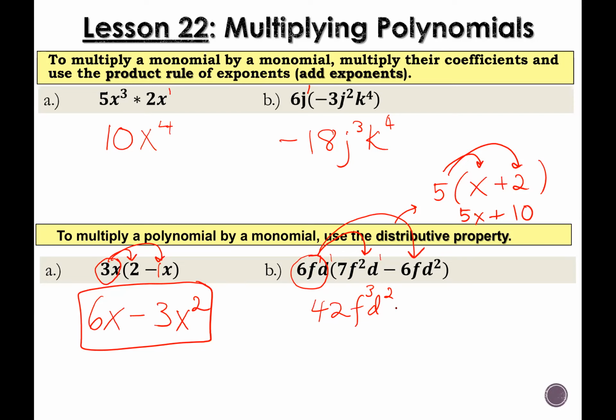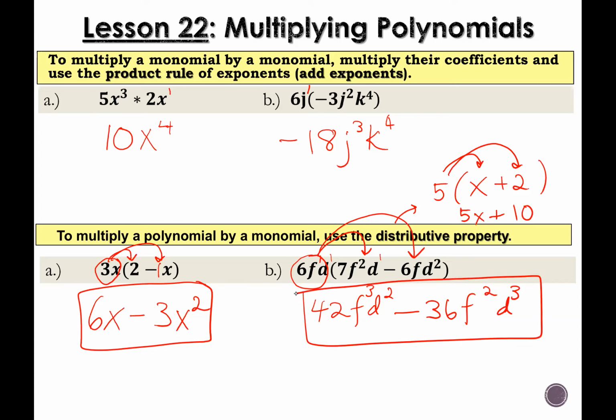6fd times minus 6fd squared. Okay, 6 times 6 is 36. Positive times negative is negative, so I'll keep that minus sign there, 36. F times f is f squared. D times d squared. Now I'm adding the exponents. Again, 1 plus 2 is 3. So that one is a little more complicated, a little more details to keep track of, but still the same idea.